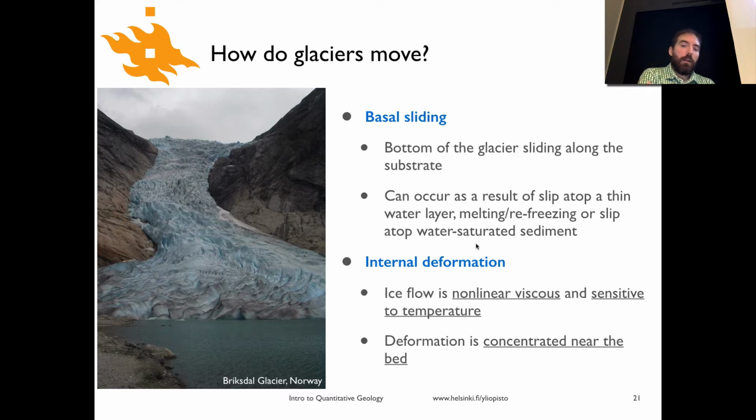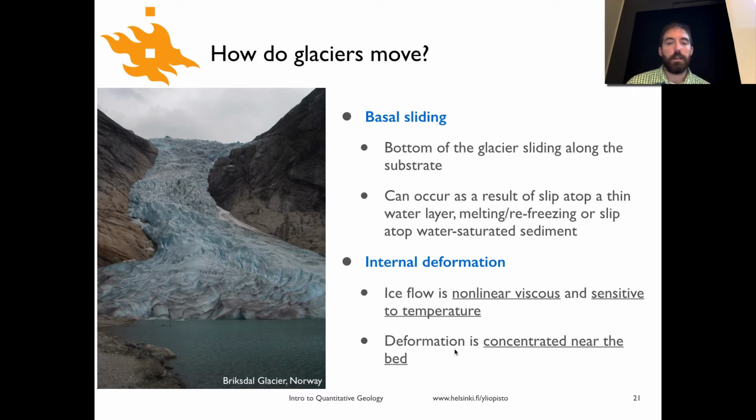The other way, and the thing that we'll look at in more detail in the exercise for today, is internal deformation. So this is flow within the ice, sort of crystalline plastic flow of the material, and it is nonlinear generally for ice, and you'll get a chance to demonstrate that in the exercise. And it's also sensitive to temperature. So like other viscous fluids, if it's really cold, the ice will flow more slowly than if it's close to the temperature where ice starts to melt.